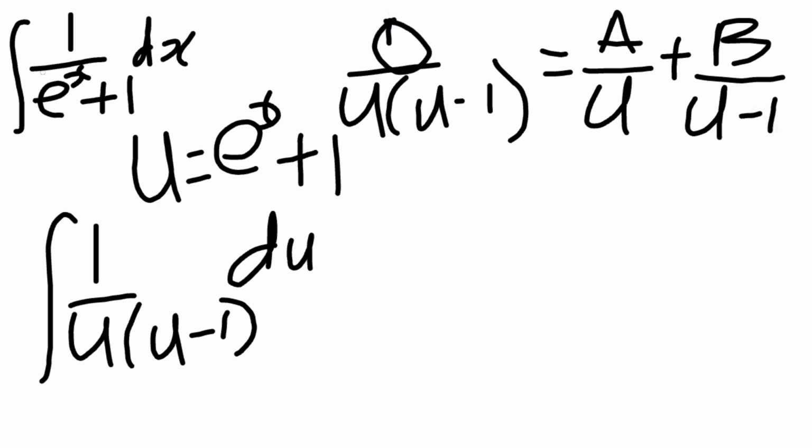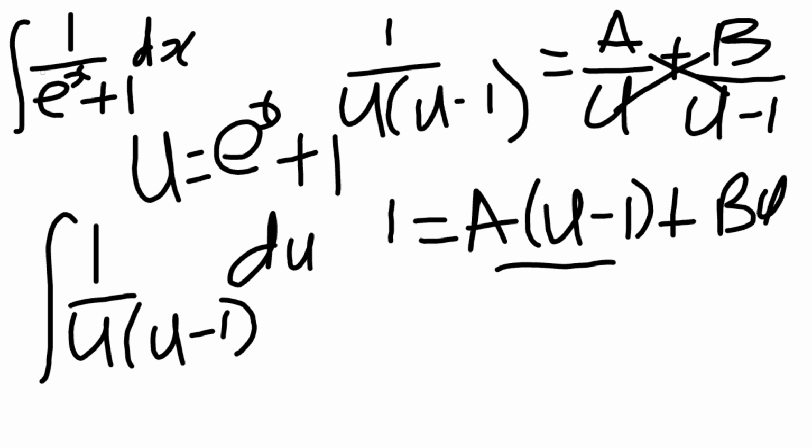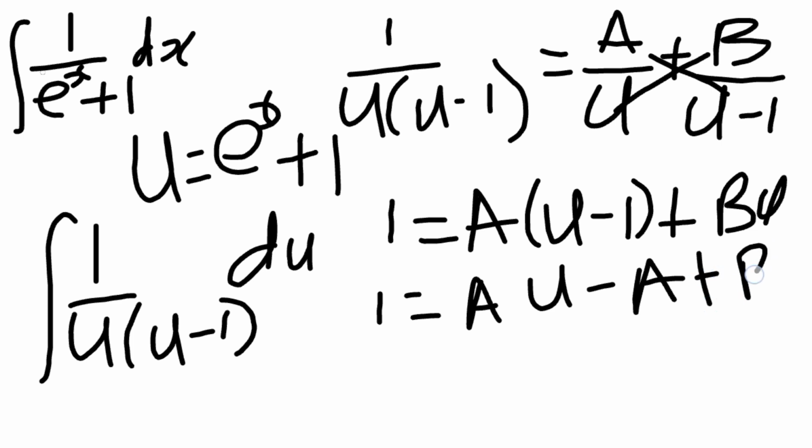So let's use a method here. We have 1. So we're going to write 1 is equal to A multiplied by u minus 1, so we're going to be having A times u minus 1, plus, since there's a positive sign here, B multiplied by u, so we're going to be having Bu. So expanding this, 1 is going to be equal to Au minus A plus Bu. So now let's work with coefficients.